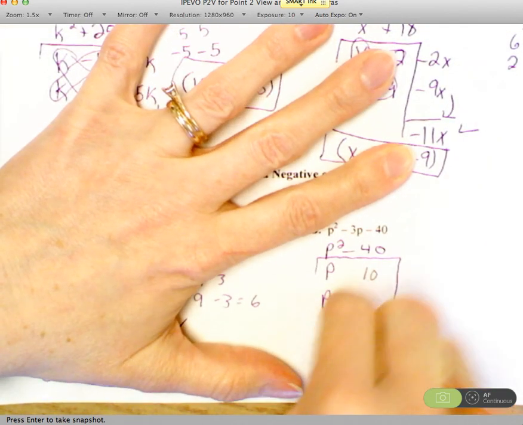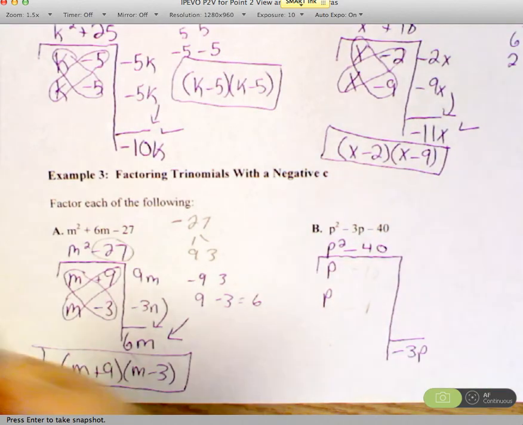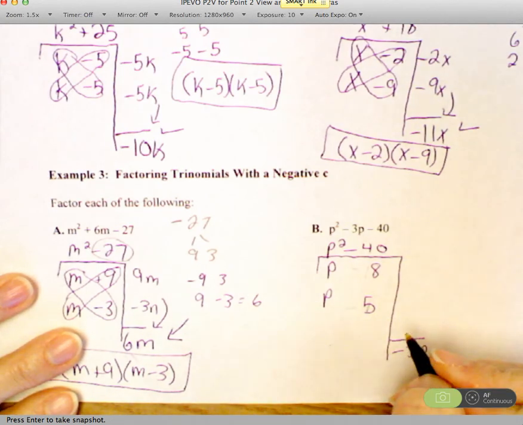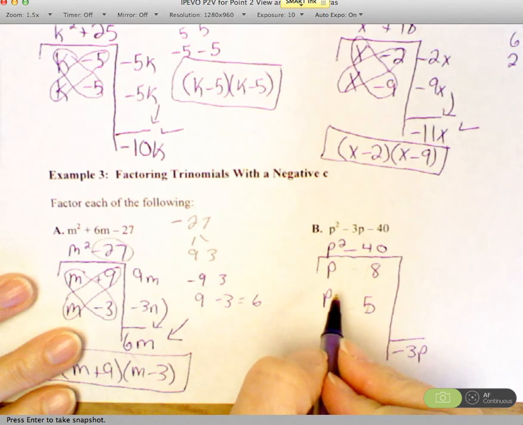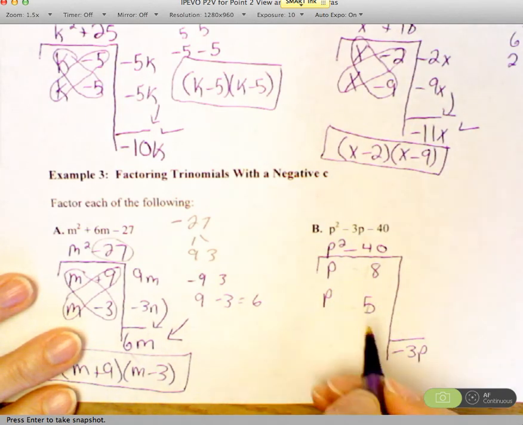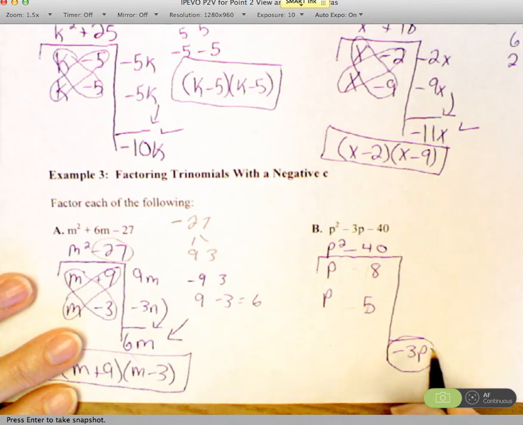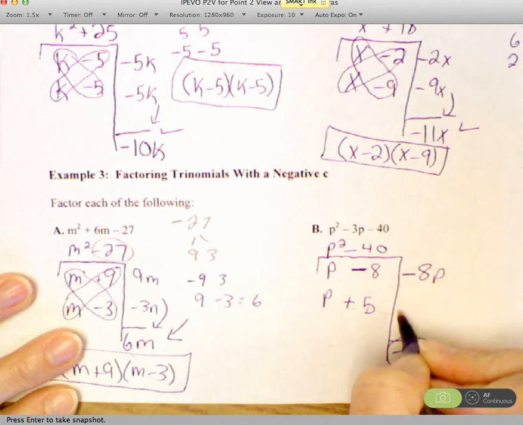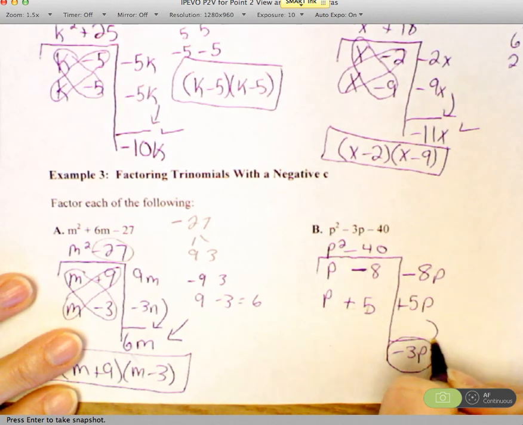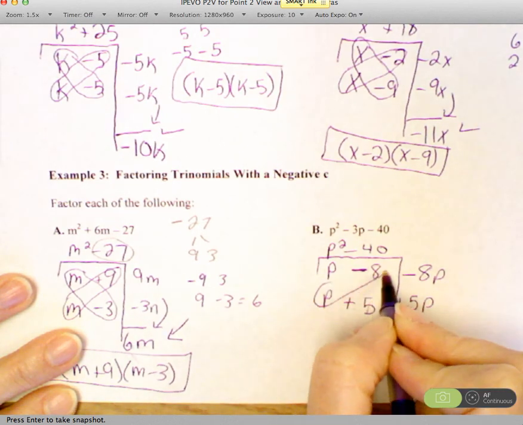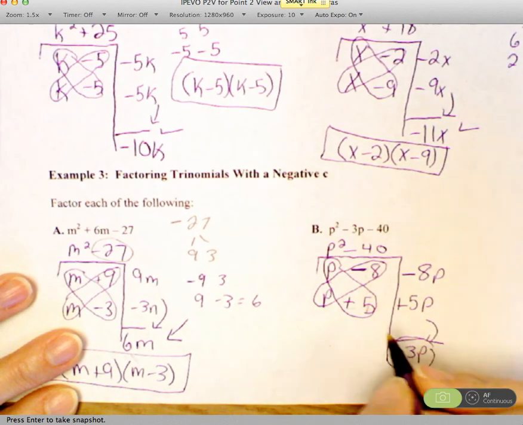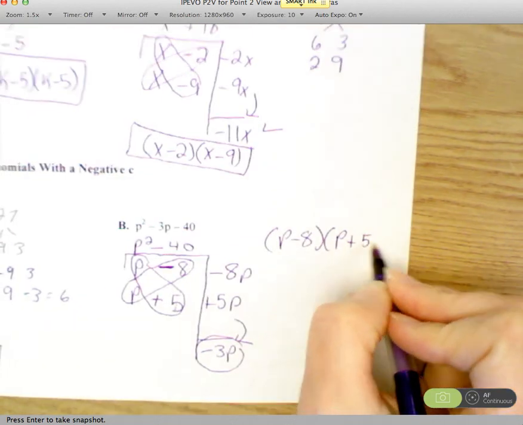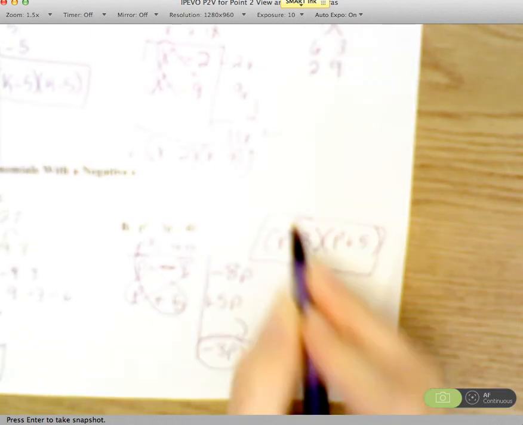So we probably want to try all new factors. The ones that I do know work are 8 and 5. So 8 times 5 does give you 40. And then you have to think about which one you want negative. You want these to multiply to get negative, so either the 8 or the 5 has to be negative, and they have to add to a negative 3p. So that means we want the 8 to be negative and the 5 to be positive, because then we're going to get negative 8p and positive 5p, which does in fact add to give us negative 3p. So our factors are p minus 8 and p plus 5. So those are our factors for that one.